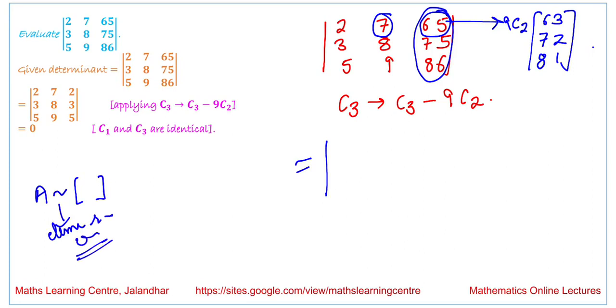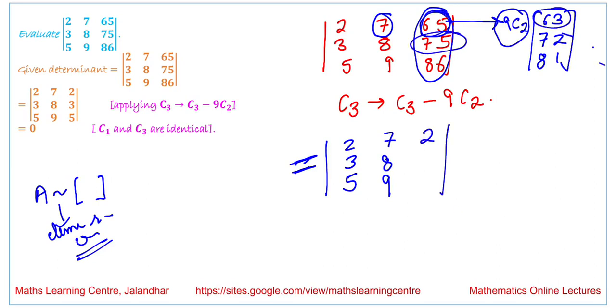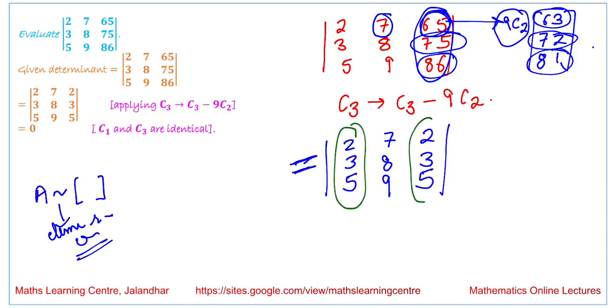But when we are talking about the determinant, we know that by doing this operation, the value of the determinant will remain unchanged. So this value is equal to 2, 3, 5 in the first column, the second is unchanged, the third is 65 minus 63, it is 2, 75 minus 72, it is 3, 86 minus 81, it is 5. Look at these two columns, the first column and this last column are identical, and we know that if two columns or two rows are identical, then the answer we obtain is equal to 0.